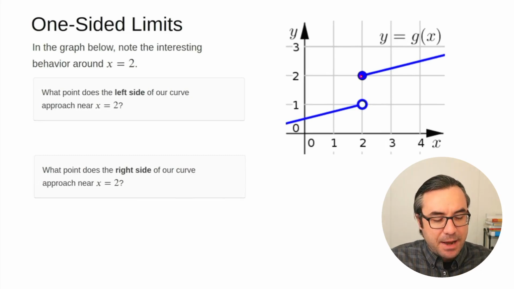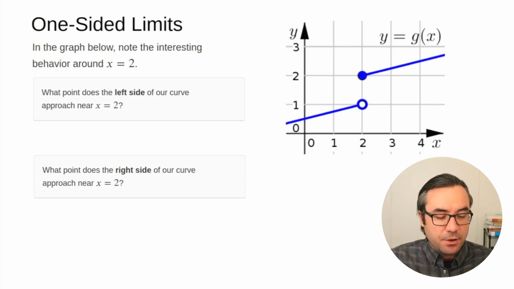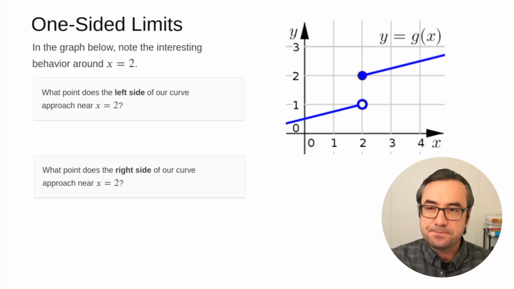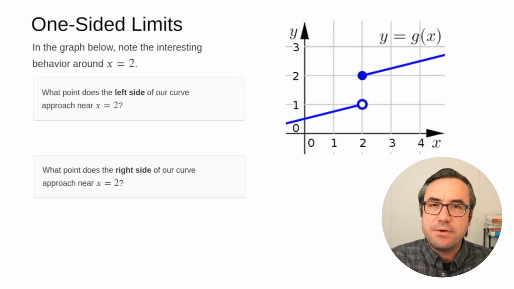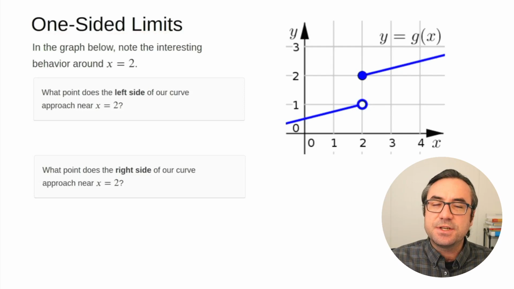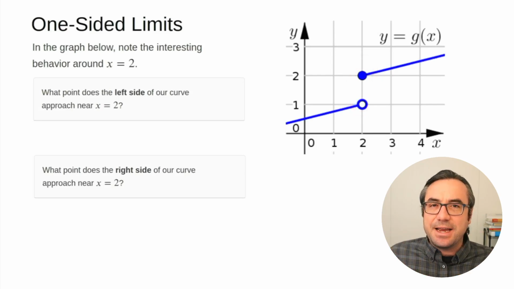And I've slightly modified the function. So now this is a brand new function here. The graph looks very similar. The only difference is now I've actually included one of those points. So this is technically a different function because this function actually is defined at x equals 2. But we still have this kind of interesting behavior going on right around x equals 2. And that's what the idea of limits does, is it gives us a way to discuss what's going on on either side of a point.